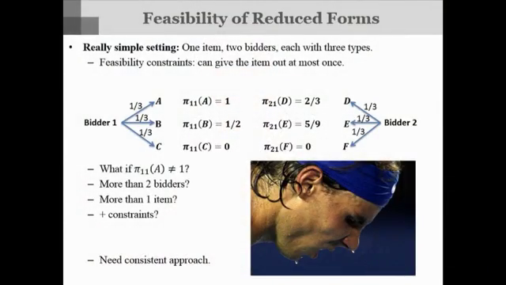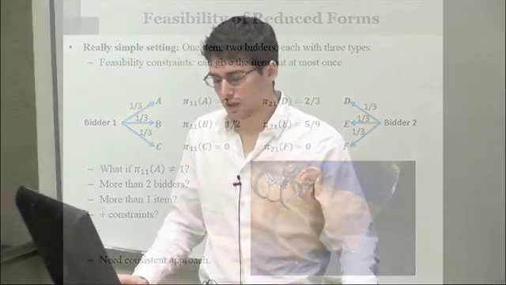Okay, so what just happened? We worked out a simple example, and that was already kind of a lot of work. And I want to point out that if pi of A wasn't equal to 1, we wouldn't have had a starting point to go through that kind of reasoning. What if there were more than 2 bidders? What if there's more than one item? And what if there are interesting constraints, like maybe a matching on who can get what at the same time? Okay, so hopefully I've convinced you this is a somewhat interesting problem, and what we need is a consistent approach to solve it.